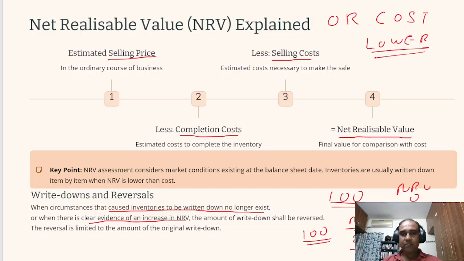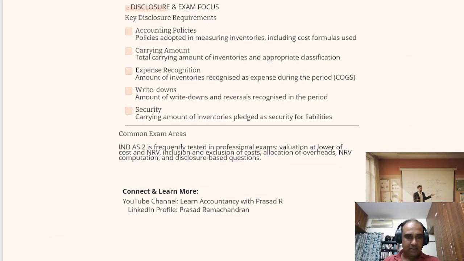So there will be a write-back, a write-up to the extent of 20. My 100 rupees recorded as loss will now get reduced by 20. My ultimate loss will become 80 only. So 20 rupees will be a gain for me because the net realizable value has increased. Clear?